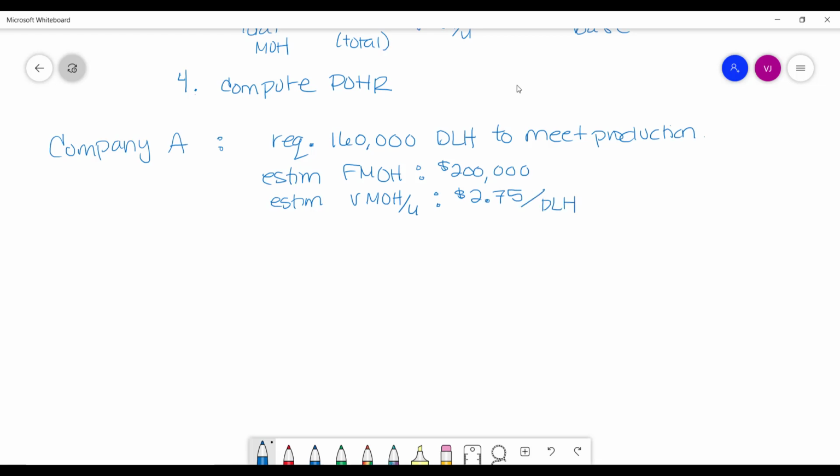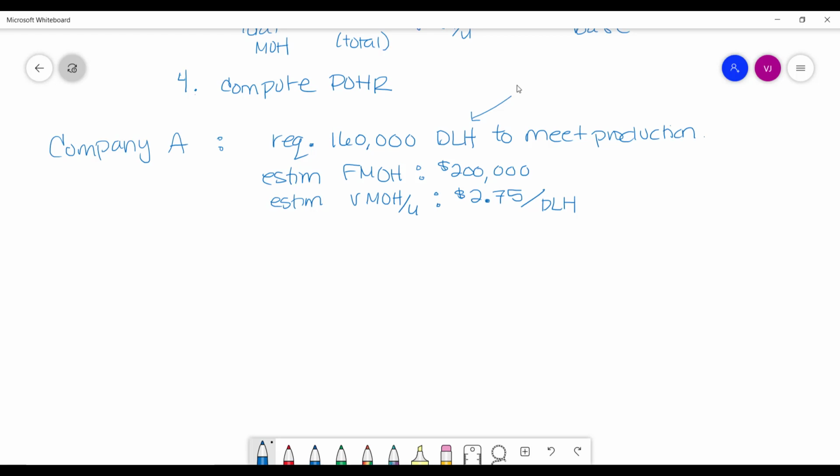Okay, so remember we said ideally the allocation base that you choose should be the thing driving or causing that manufacturing overhead cost. So what this is saying here is what their estimate is. They're saying that for every direct labor hour that is used in production, that is going to be costing them about $2.75 in terms of variable manufacturing overhead, variable indirect costs.